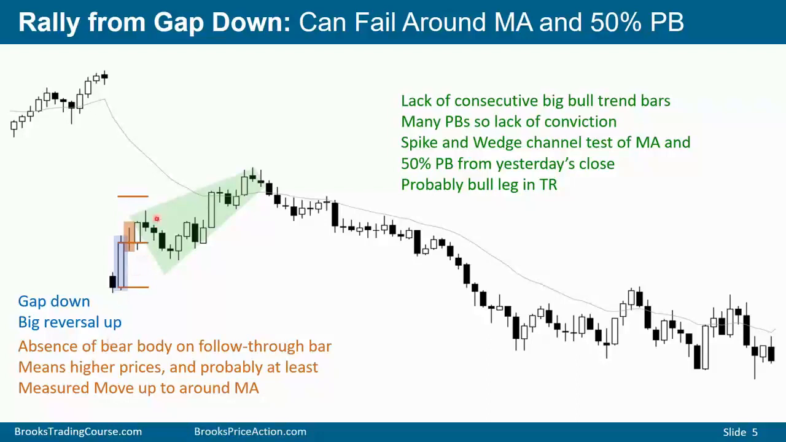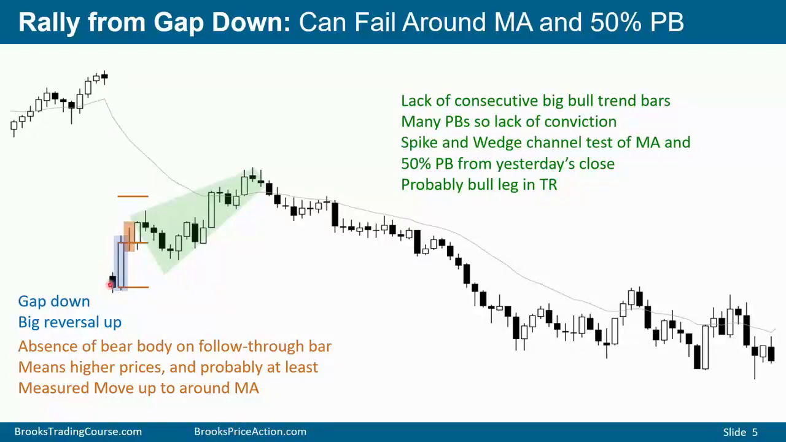But look at this rally. 1 leg up, a reversal. A second leg up, pullback. Third leg up. This looks like a wedge rally around the moving average. And it's also around a 50% pullback from this high to that low. And we have a gap bar, a gap between the low of this bar and the moving average in a bear trend. All reasons to be thinking about a possible reversal down.